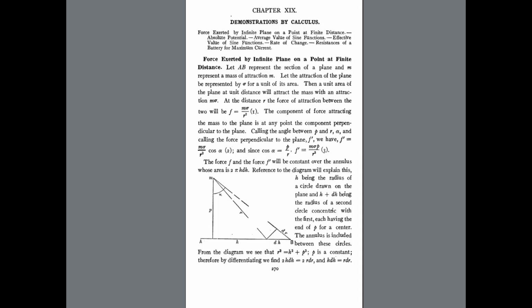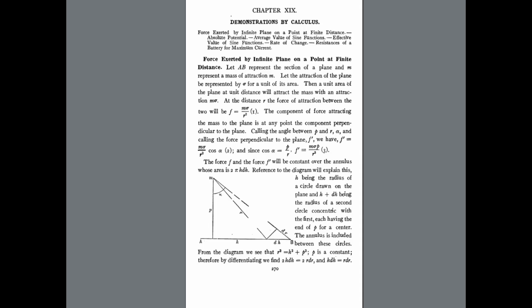Now, this is not yet the force which attracts the mass directly toward the plane. A particular small portion of the plane will generally lie off to one side of the mass. The force due to that portion acts along the sloping line joining that portion of the plane to the mass. What we require is only the component of this force which acts perpendicular to the plane. Calling the angle between the perpendicular distance, p, and the sloping distance, r, alpha, and calling the perpendicular force f prime, the perpendicular force is the original force multiplied by cosine alpha.